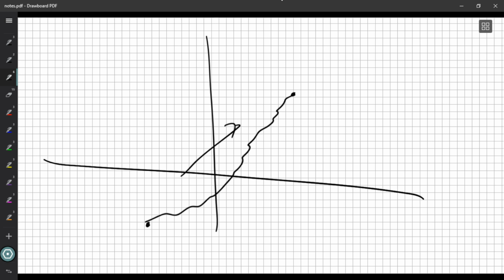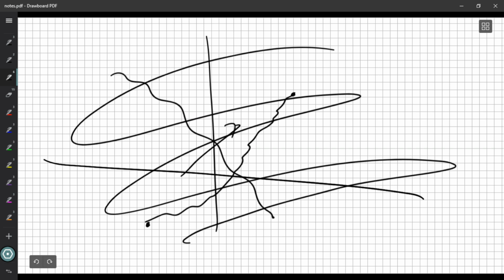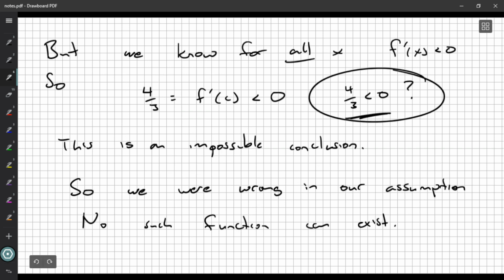But we're assuming that the function, based on the knowledge of the derivative, must decrease. And so that just doesn't make any sense. Okay, so you can explain it that way, but it's not as precise as our proof by contradiction.